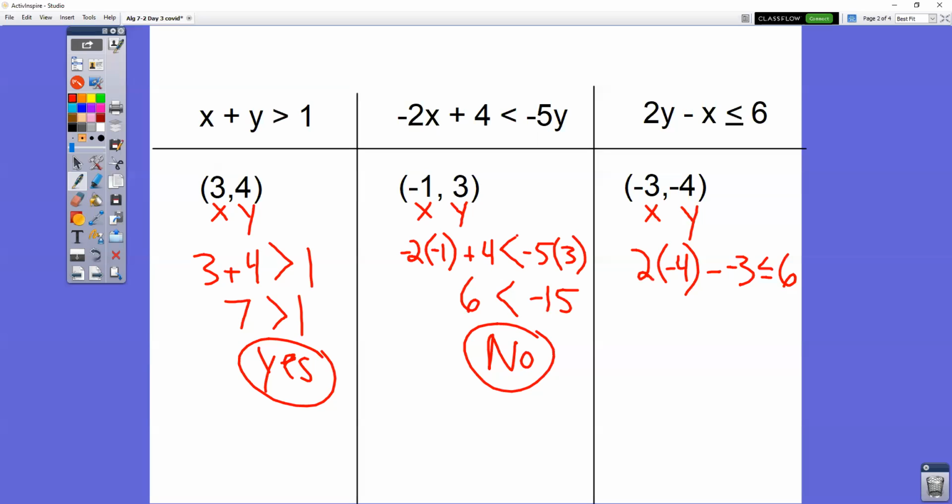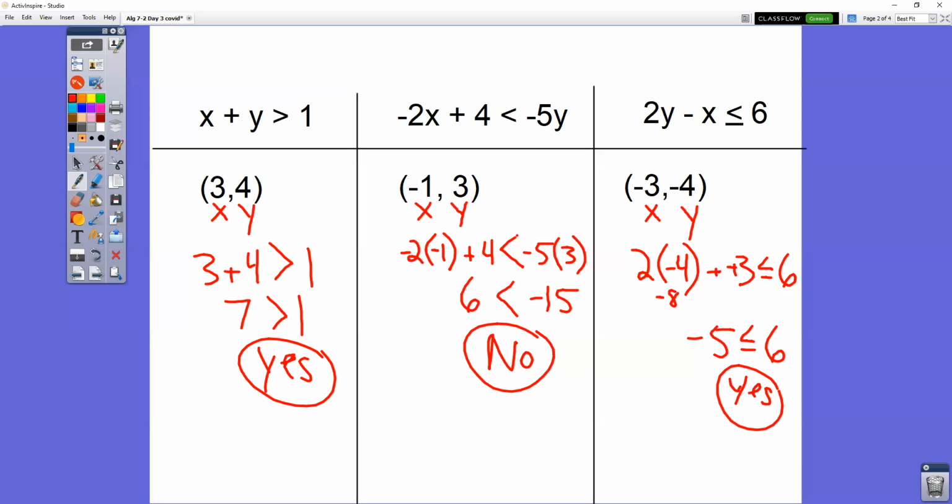So 2 times -4 is -8 minus -3. Now you could type that right into the calculator if you wanted to, but if you're doing it by hand, think back to 6th and 7th grade. Minus a negative is really plus a positive. So -8 plus 3 is -5. Is -5 less than or equal to 6? Yes, it is. So your answer here would be yes. If we graph this inequality, -3, -4 would be in the shaded area.